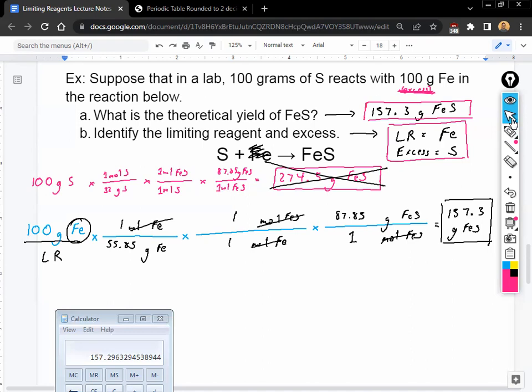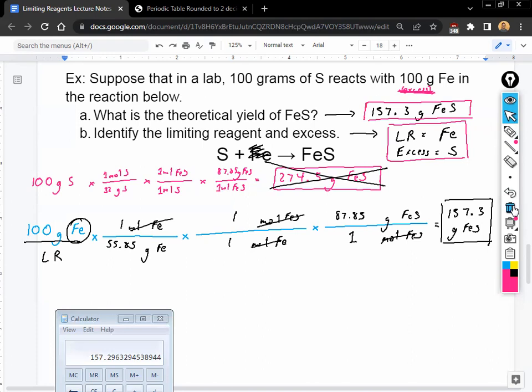Any questions about that? S is the excess. The excess is whatever chemical makes the bigger number. So yeah, S makes 274, so that's the excess. Okay, good question. All right, any other questions?